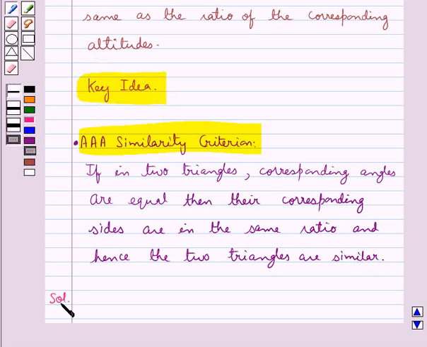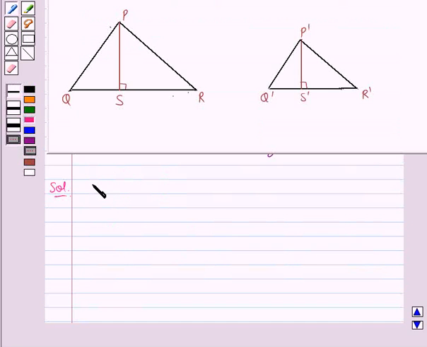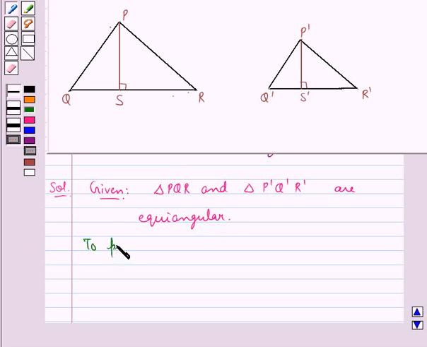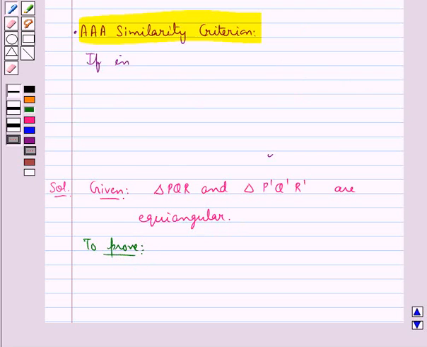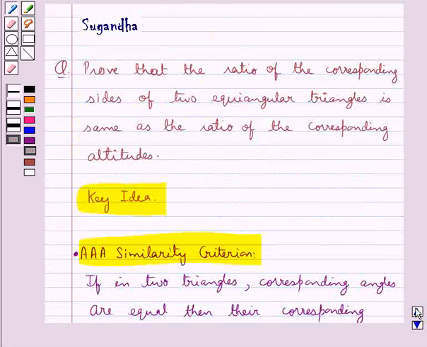Now let's proceed with the solution. So consider triangles PQR and P dash, Q dash, R dash. These two triangles are equiangular. Now we need to prove that the ratio of the corresponding sides of two equiangular triangles is same as the ratio of the corresponding altitudes.